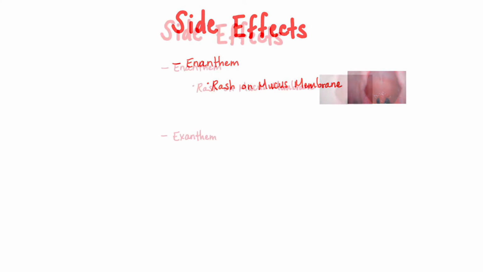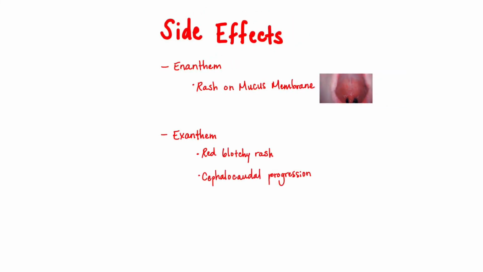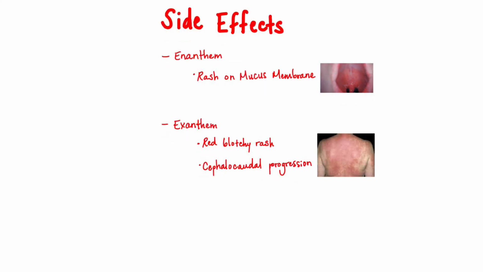After this is the exanthem phase. This is when a red blotchy rash forms in a cephalocaudal progression. This means that the rash starts at the head and spreads towards the end of the body.